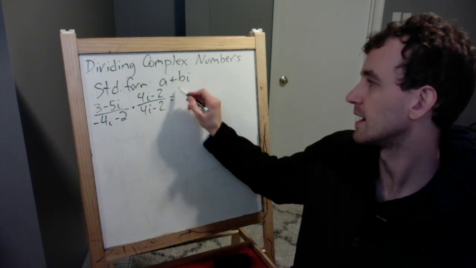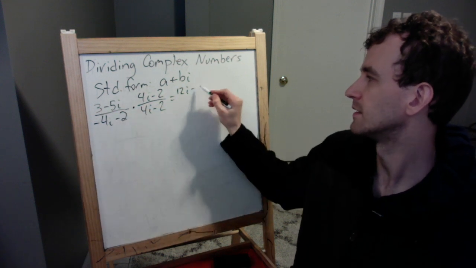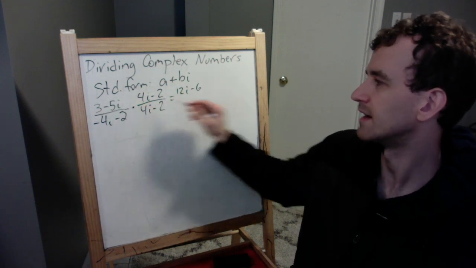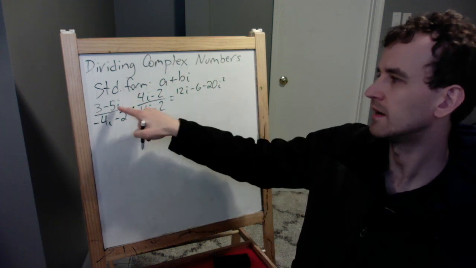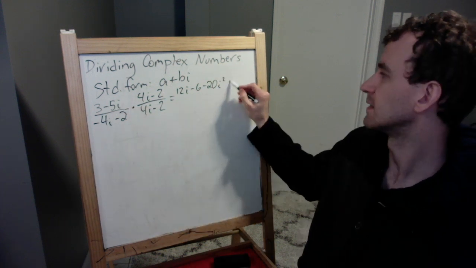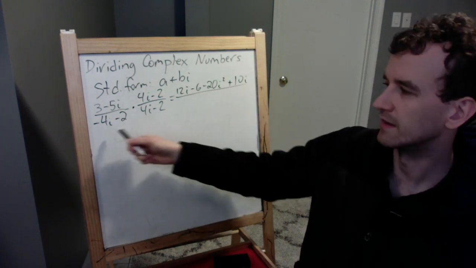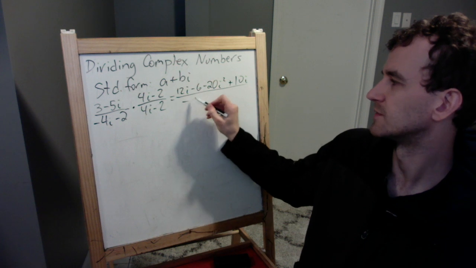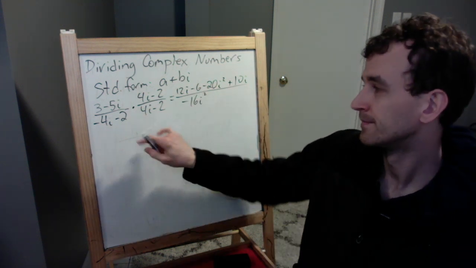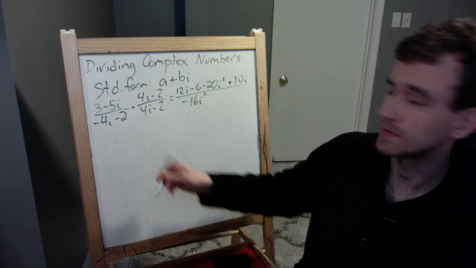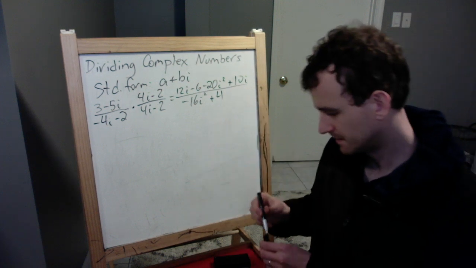3 times 4i is 12i. 3 times negative 2 is minus 6. Negative 5i times 4i is minus 20i squared. And negative 5i times negative 2 is 10i. And then in the denominator, we have negative 4i times 4i, 16i squared. Minus 8i plus 8i goes bye-bye. Negative 2 times negative 2 is a positive 4.